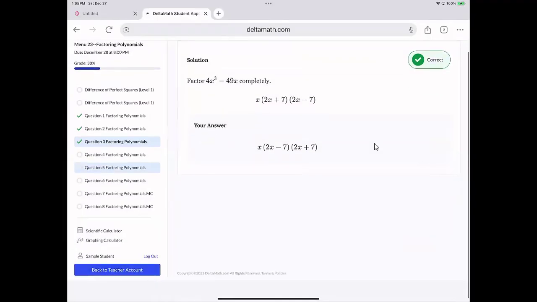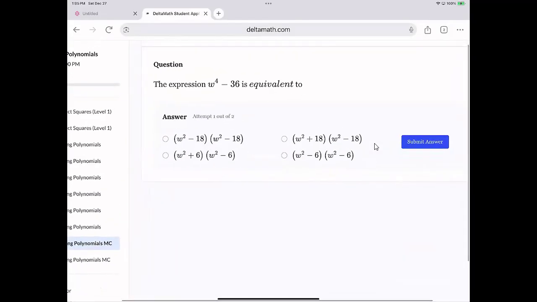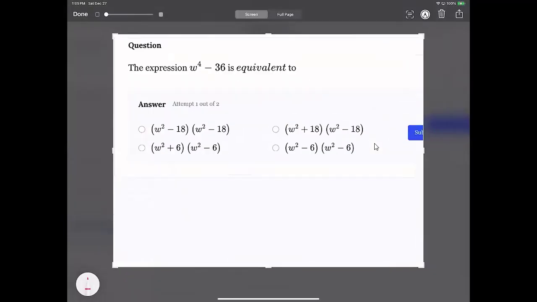I'm going to do one more, and this is a multiple choice one. So basically, when it's in the multiple choice section, you can do this by just storing numbers and then finding the one that matches, or if you know how to factor, you can go straight to it. Personally, I think you should do both to check it to make sure you're good, but let's do this. So let me take a picture. Let me make this a little larger.